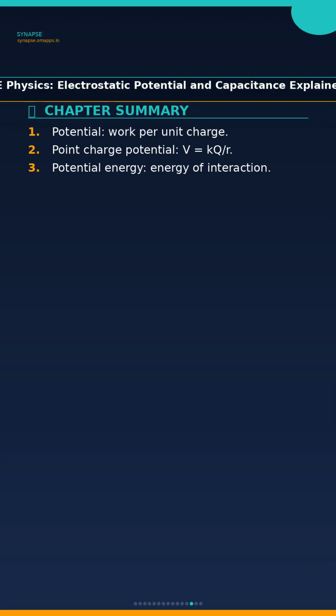Let's do a quick summary. Electrostatic potential is the work done per unit charge. The potential due to a point charge is V equals kq over r. And electric potential energy is the energy stored when charges interact.